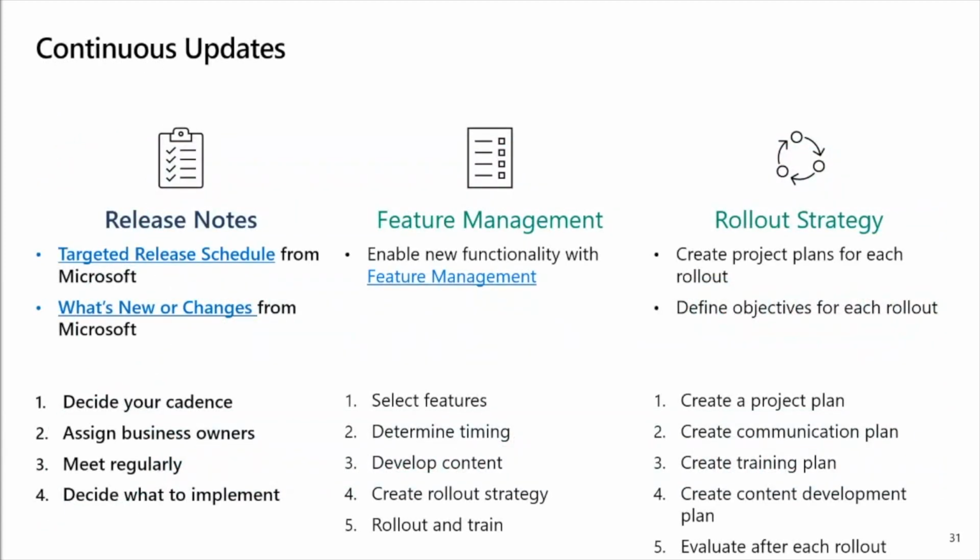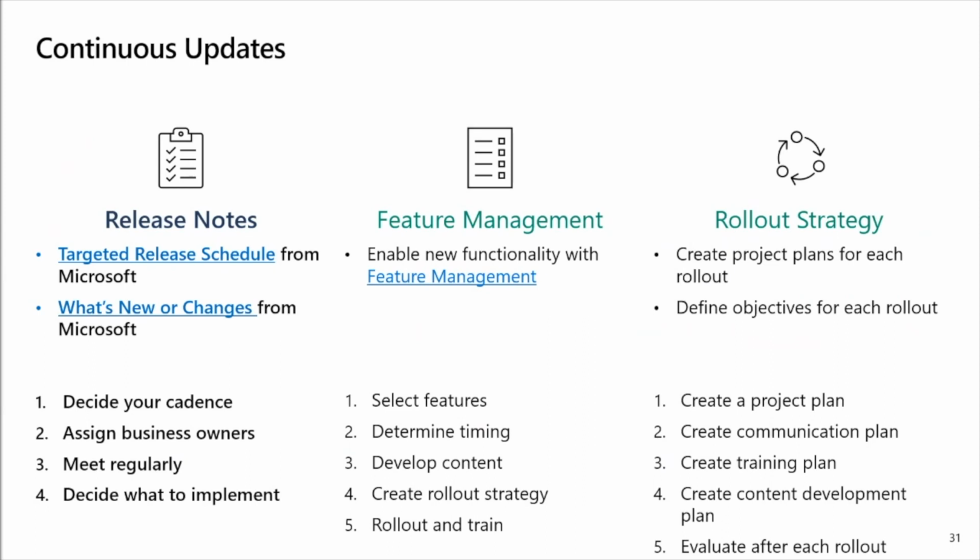Another factor that you'll need to think about is continuous updates. The software is receiving updates on a monthly basis. You might be delaying your updates and taking the minimum amount of updates, but you're still going to need a strategy. And so you're going to need to make sure that part of your strategy includes someone that's analyzing those release notes, and looking at those targeted release schedules and what's new or changed, and decide a cadence.